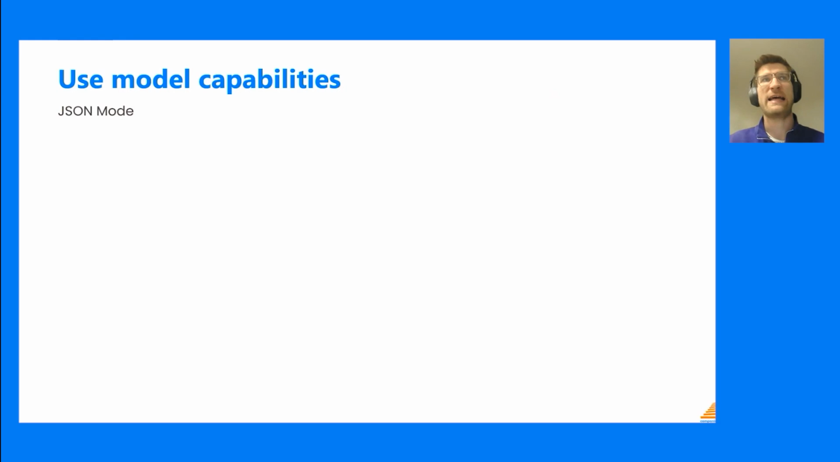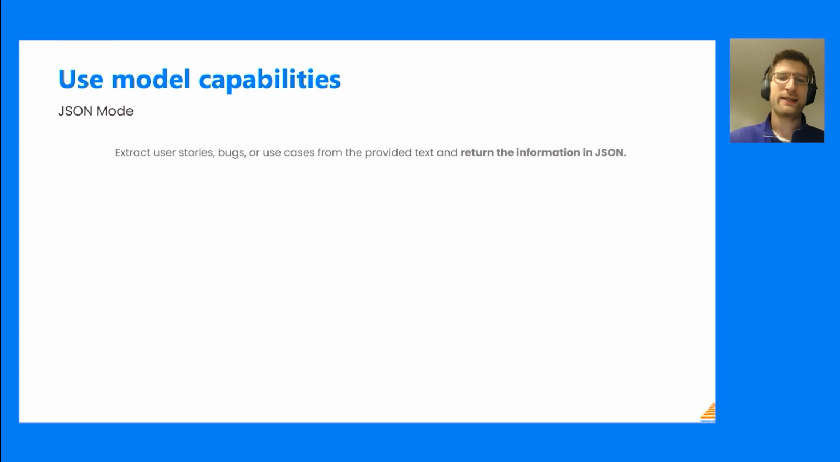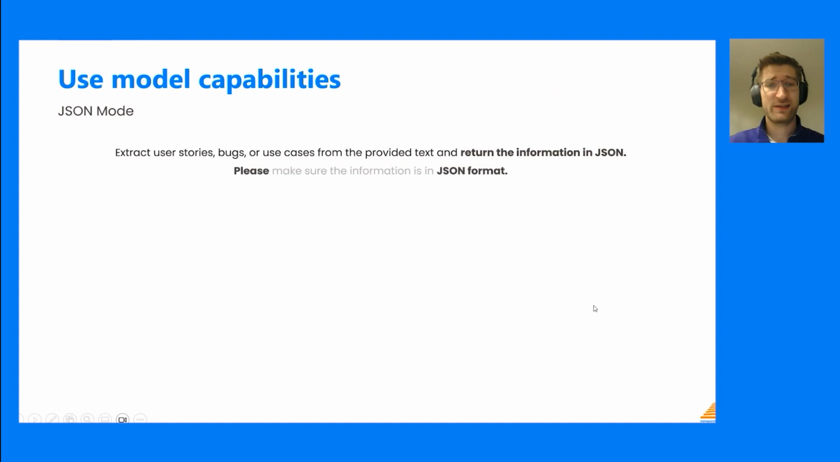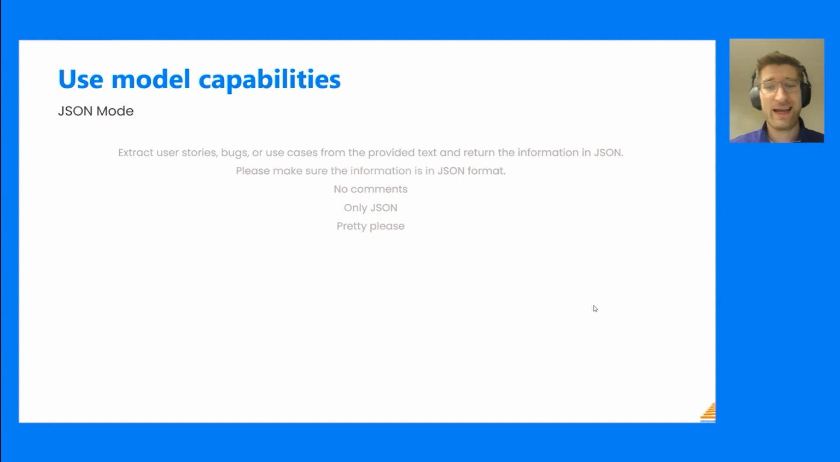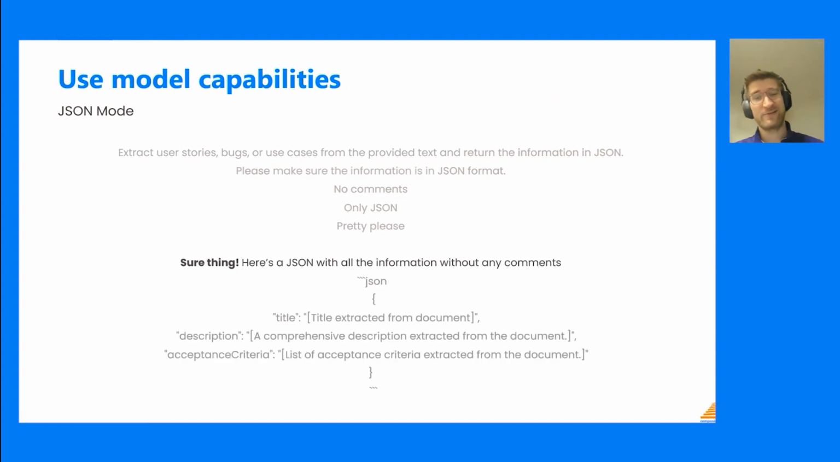Before JSON mode was added to the AI toolkit, this is how we needed to ask the model to give us a JSON response. We would say, extract user stories or bugs or use cases and return the information in JSON. Please make sure the information is in JSON. No comments, only JSON. Pretty please. And this is what the model gave back to us: Sure thing, here's a JSON with all the information without any comments. Ugh.